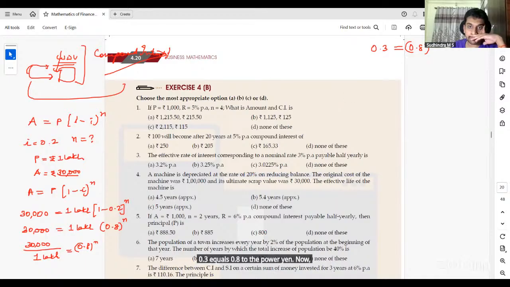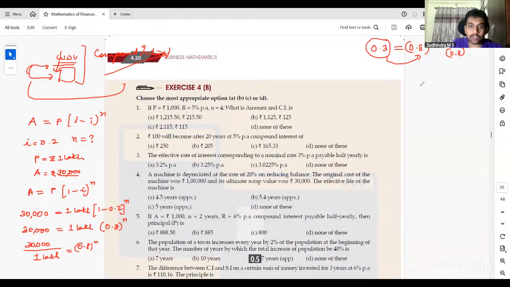Now, how do we simplify this? Present 0.3 in terms of 0.8 to the power something so that I can equate the power and say n is equal to that. So how do I do that? We just have to test. 0.8 square, what is 0.8 square? 0.64. No, I want 0.3. 0.8 cube.